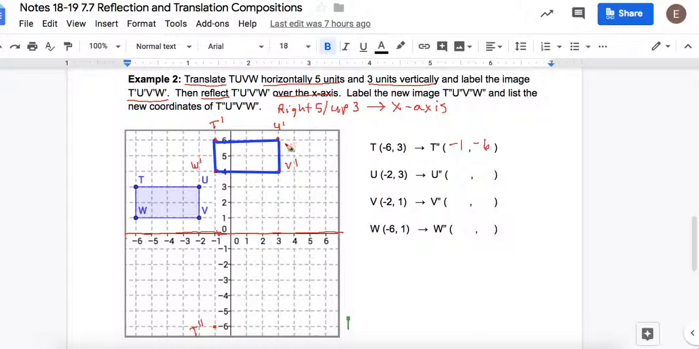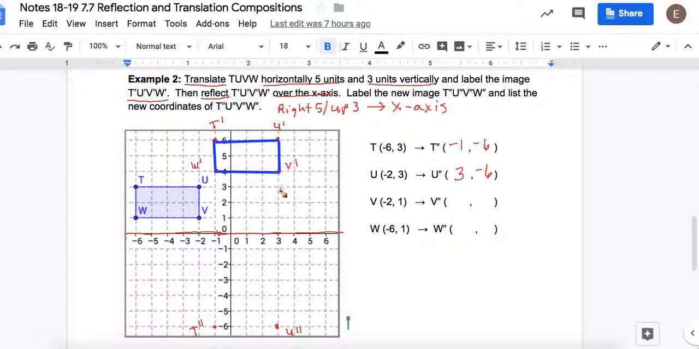Okay, U. Start here. 1, 2, 3, 4, 5, 6. And now we just went 6 here, so it's going to be right across from the T. So this is U double prime. And U double prime is now 3, -6.